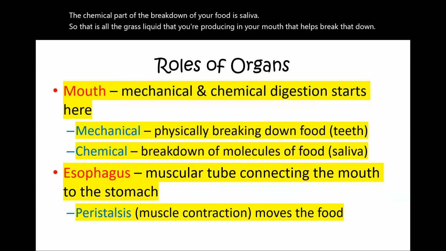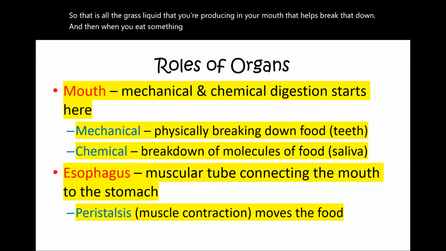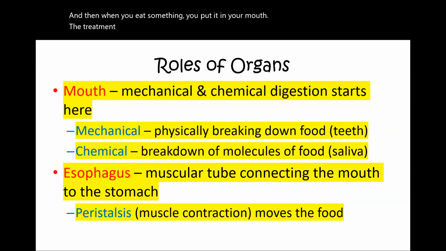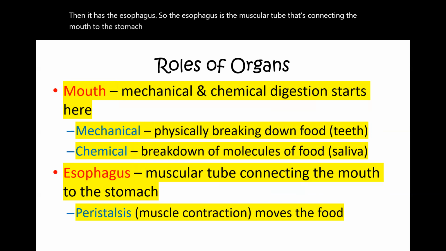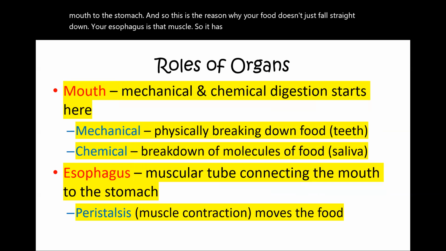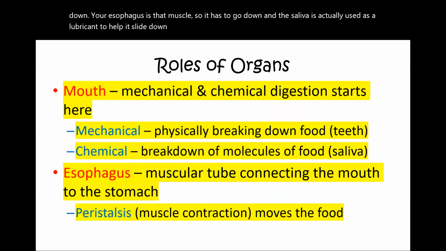When you eat something, you put it in your mouth, the chewing starts, the saliva breaks it down, and then it hits the esophagus. The esophagus is a muscular tube connecting the mouth to the stomach. This is the reason why your food doesn't just fall straight down. Your esophagus is a muscle, so the food has to be moved down. The saliva is used as a lubricant to help it slide down your esophagus, and it helps not to damage it.